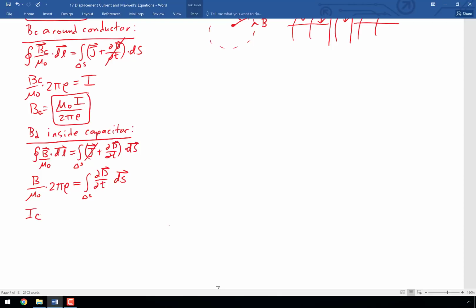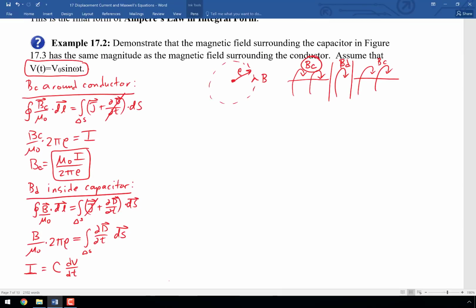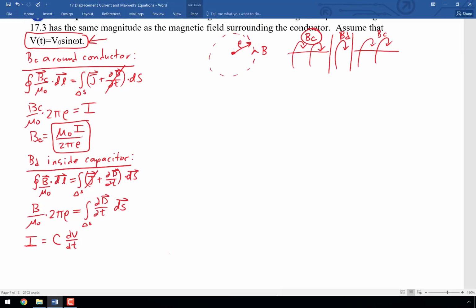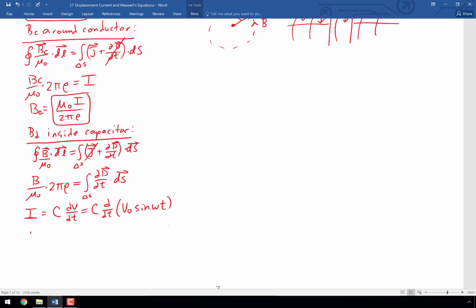I sub C is the current into the conductor. You know what, I'm just going to call it I because we called it I in the past. So this is going to be equal to C dV/dt. And we were given up above, let me scroll up here, we know that V of t is equal to V0 sine of omega t. So this is C times d/dt of V0 sine omega t. And so therefore I is equal to C times V0. The sine is going to become a cosine, but the chain rule is going to pick up an extra omega. So cosine of omega t.